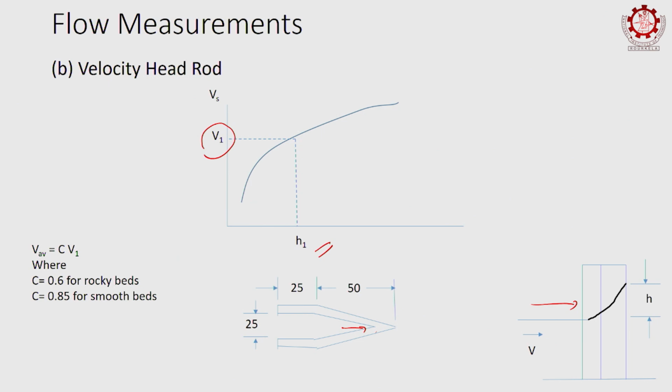So, using this also you can get the height, so you can correct it. Depending upon the previous equation, we can calculate the average speed using 0.6 or 0.85 depending upon the wetted condition, once you get the surface speed. So, this is surface speed.